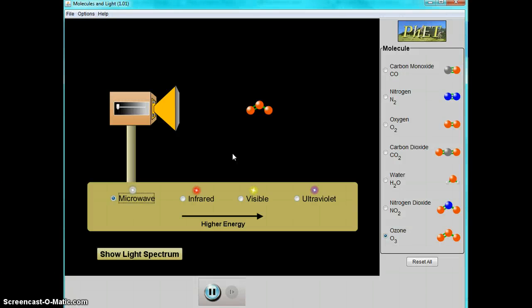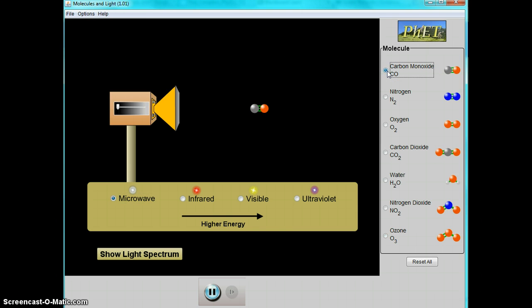Before you lies a simulation involving how light affects molecules. Here we have our trusty light-emitting source, and on this side we have our molecule. If you look to your right here, there's a table which has all our different kinds of molecules we will be using today.